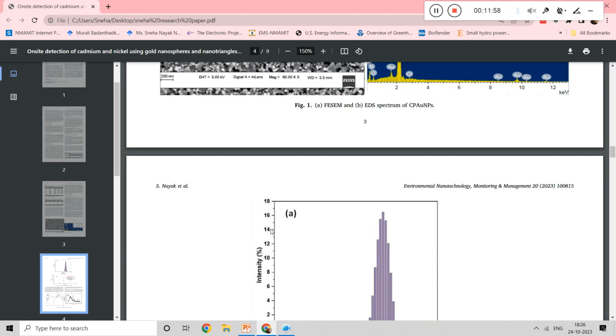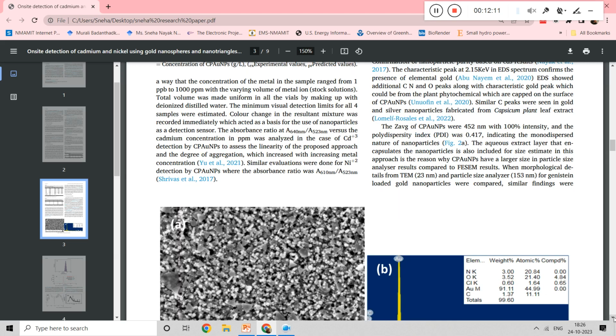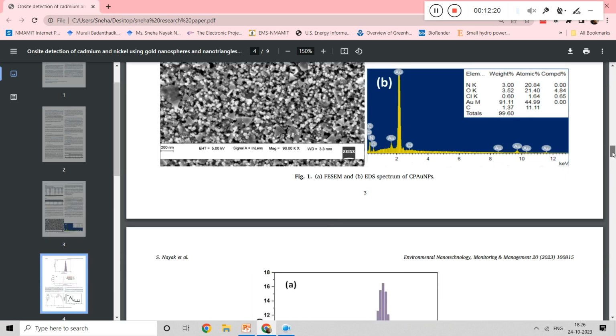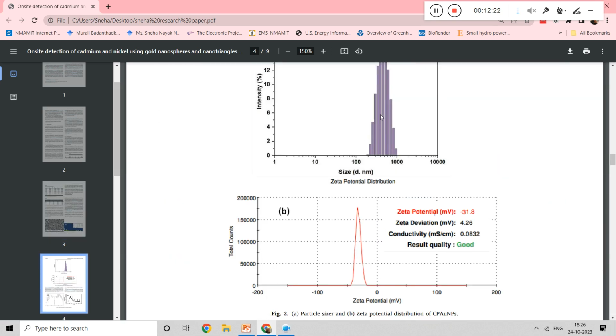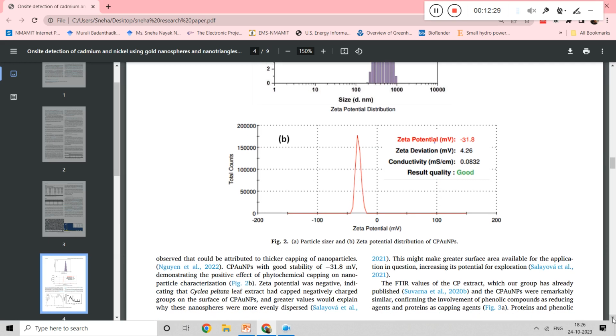You can see there were nano triangles and nanospheres. That is why we have put that in the title. Similarly, all the characterization results have been put together. You can just have a look at it. This was plotted using Origin. If you have the data with you, you can play around with the data using different styles. So we had used Origin.